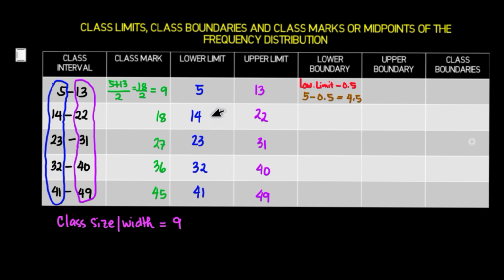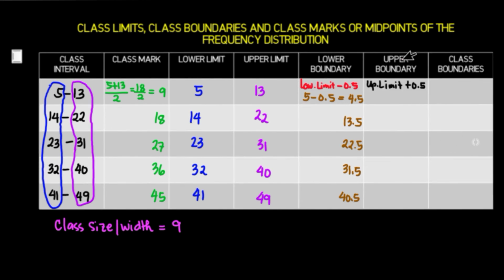So, 14 minus 0.5 is 13.5. 23 minus 0.5 is 22.5. 32 minus 0.5 is 31.5. 41 minus 0.5 is 40.5. Kung mag-add kayo ng 9 pababa, okay lang din. Parehas lang po yung makukuha sagot.